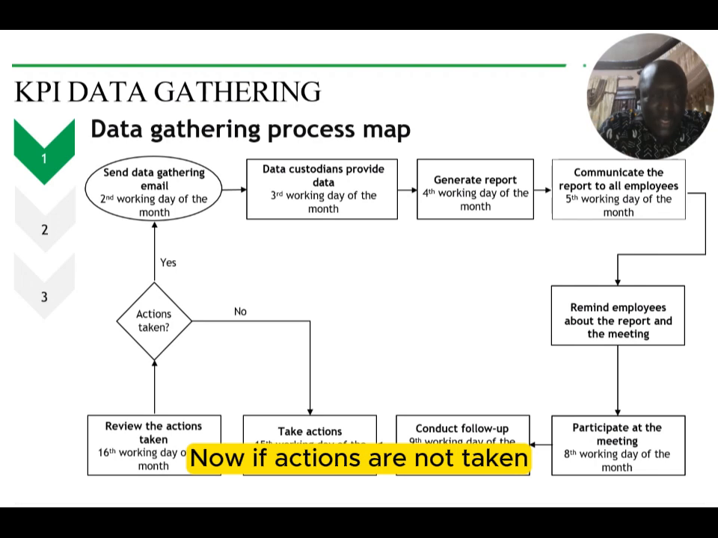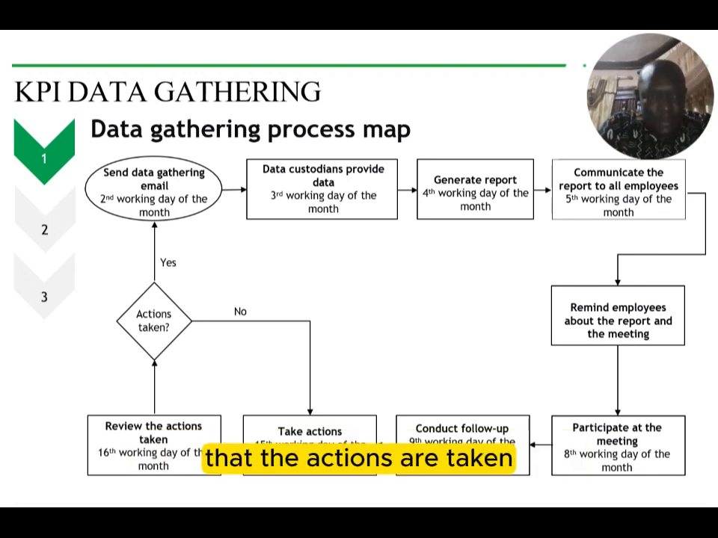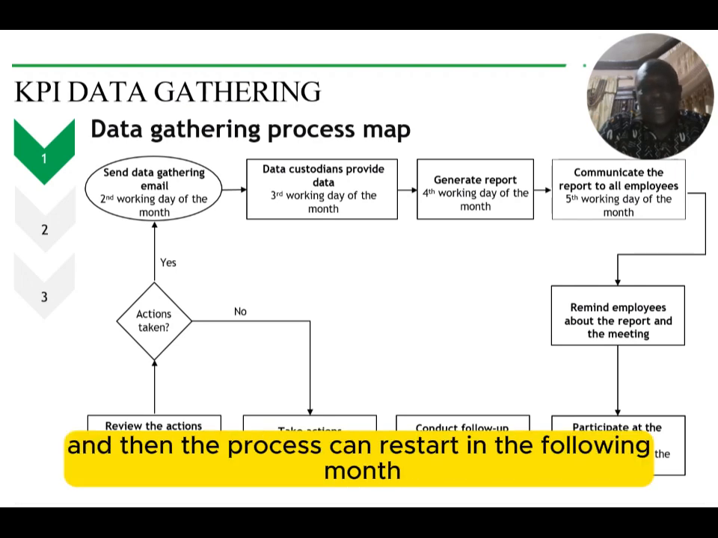Now, if actions are not taken, then we must go back to the various departments to ensure that the actions are taken. If the action is successfully taken, then that's okay, that's a bravo to the team, and then the data gathering process can restart in the following month.